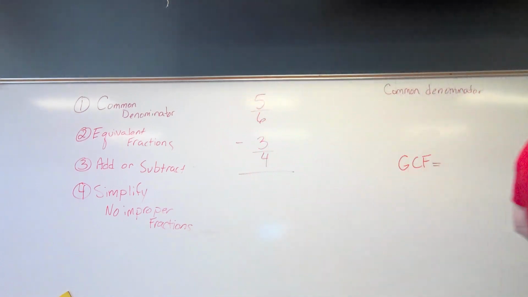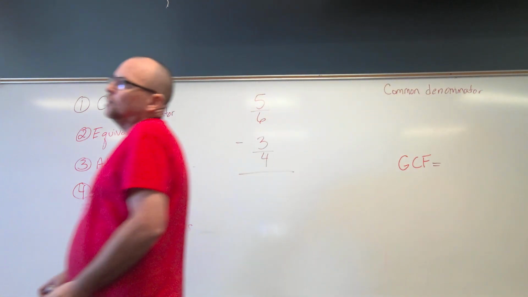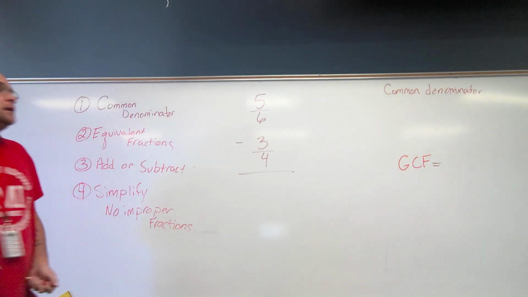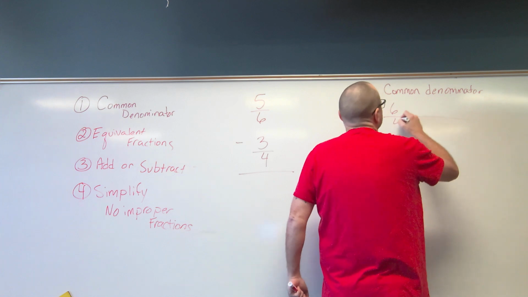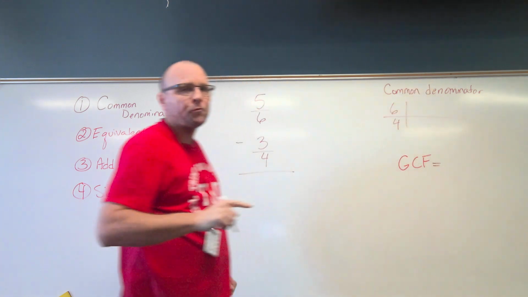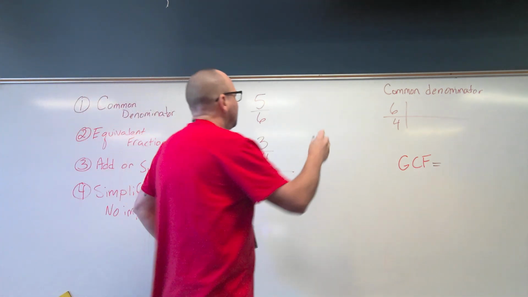Anthony, can I add those fractions like they're currently written? No. Why not, Anthony? Because they don't have the same denominator. They don't have the same denominator, so I need to find a common denominator for 6 and 4. So I could list my multiples out: 6, 12, 18, 4, 8, 12. What is the common denominator, Anthony? 12.